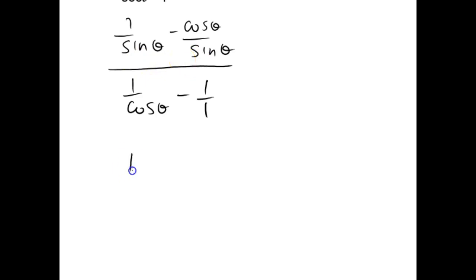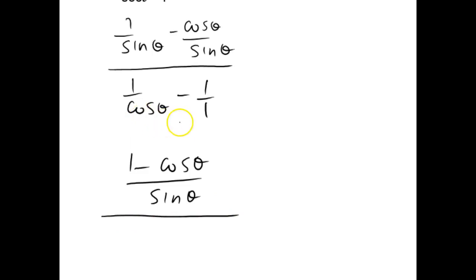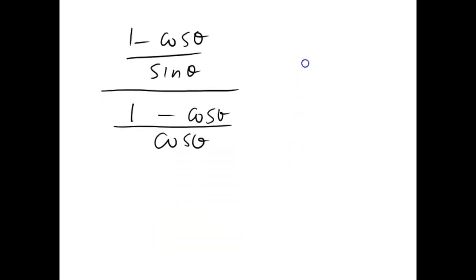So this can become 1 minus cosine theta over sine theta. On the bottom, though, the common denominator will be cosine. So there's already a 1 there, that cosine. So minus 1 over 1 is the same as minus cosine over cosine. So this becomes 1 over cosine theta.